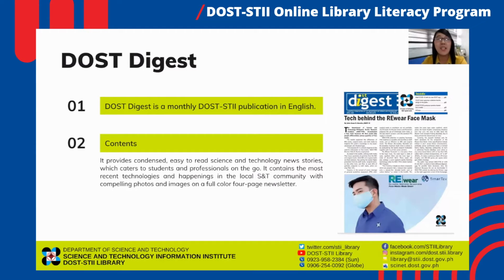Next, we have the DOST Digest, which is a monthly DOST publication. So what's inside DOST Digest? If you are looking for condensed and easy to read science and technology news stories, DOST Digest is the one for you. DOST Digest contains the most recent technologies and happenings in the local S&T community with compelling photos and images on a full-color 4-page newsletter. So if you are a student or professional on the go, DOST Digest is the one for you.